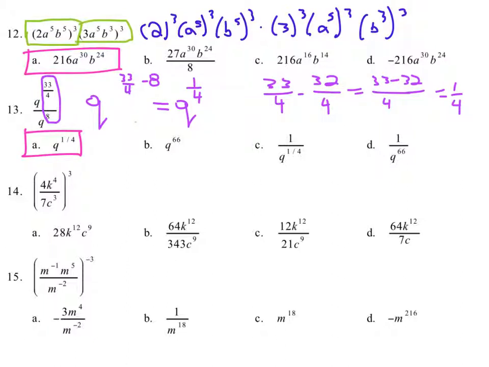Now, we'll continue on with this. When you have a fractional base, like we do here, a fractional base raised to the third power, we can give that exponent to the numerator and the denominator separately. So we have 4k to the 4th raised to the third over 7c cubed raised to the third. And then what does that look like? We give the coefficient that exponent, 4 to the third.